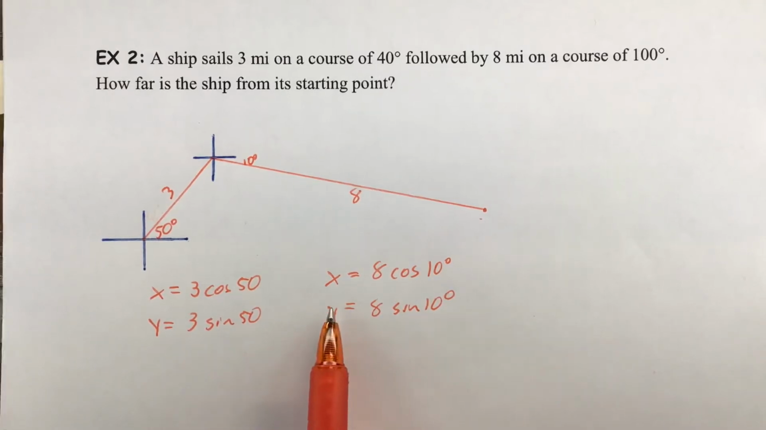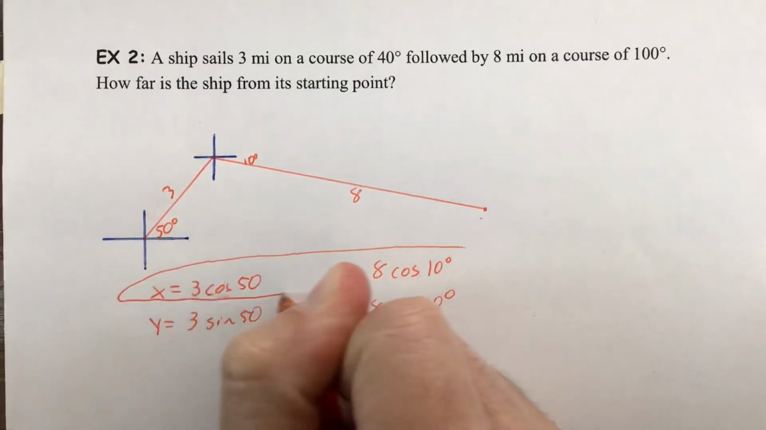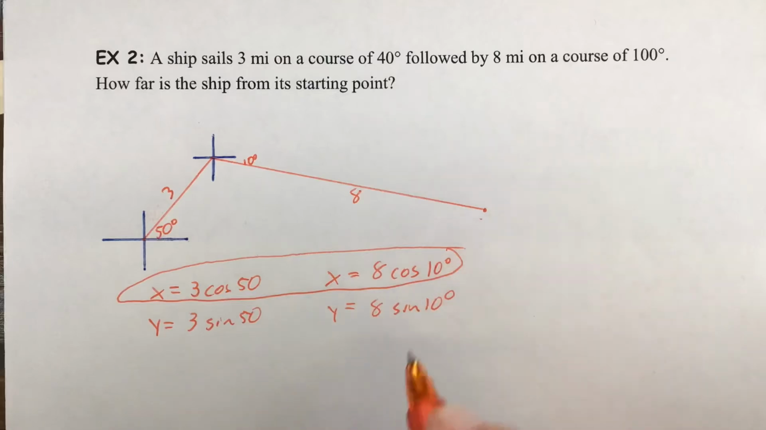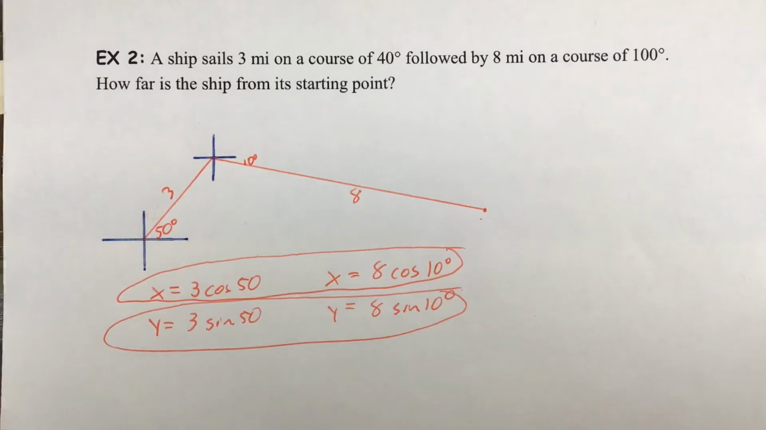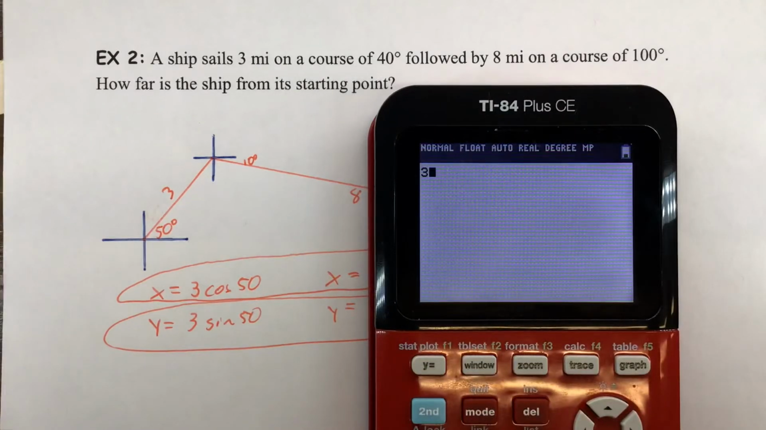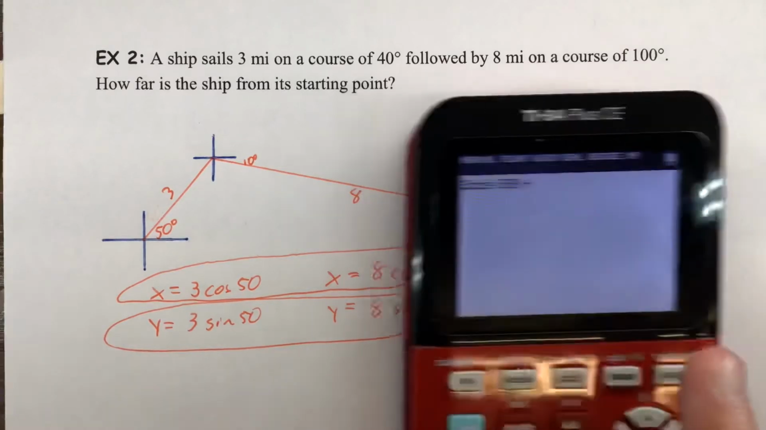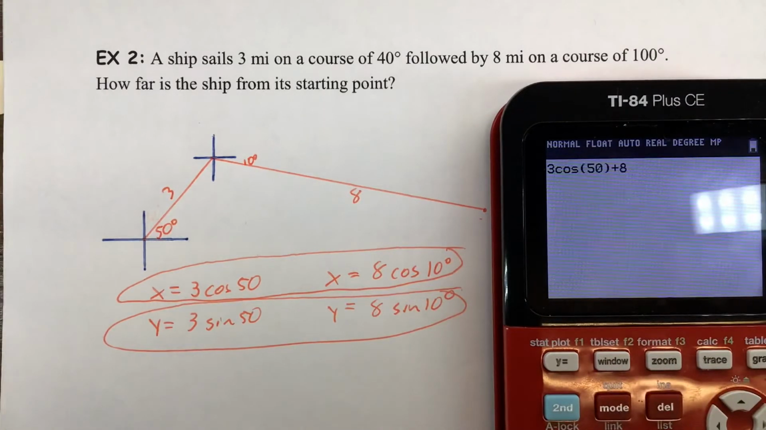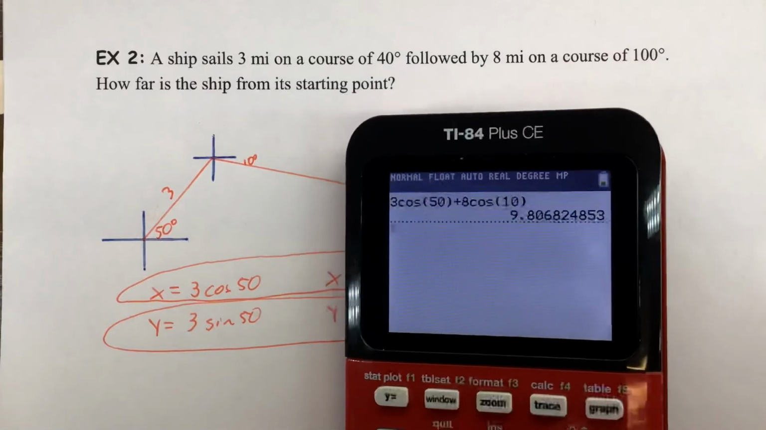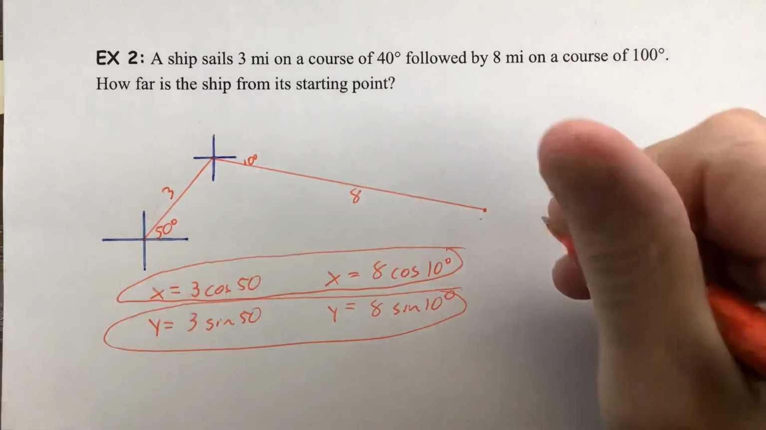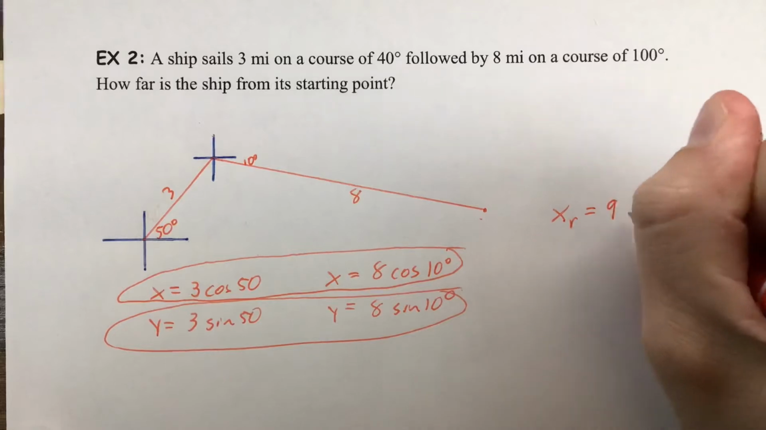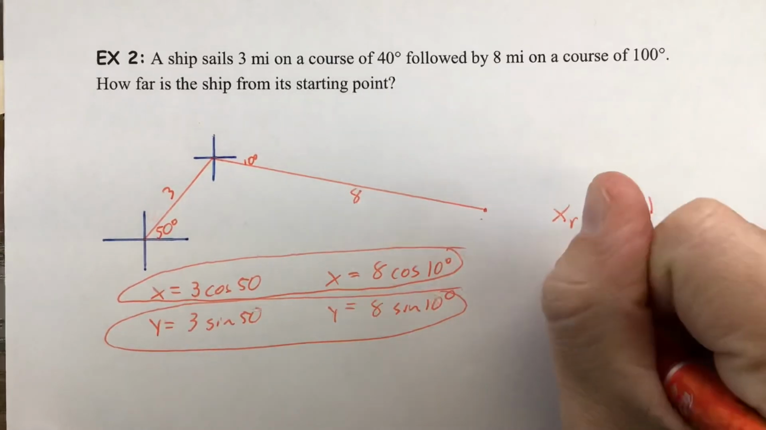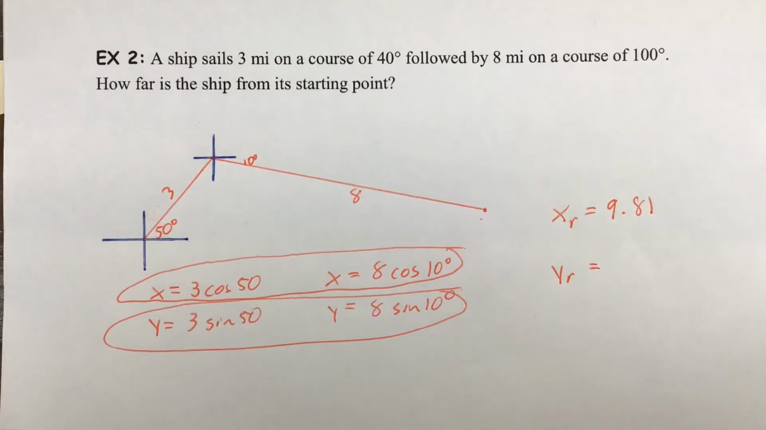All right, so how do we use these to figure out the resultant? Simply put, what we can do is just add the x's together to get an overall x distance. We can also add the y's together to get an overall y direction as well. All right, so for the x's, we're going to take 3 cosine 50 and add that to 8 cosine 10, which is going to give us 9.81. Okay, so for our x component of the resultant, it's approximately 9.81.